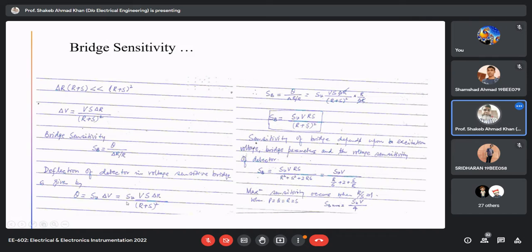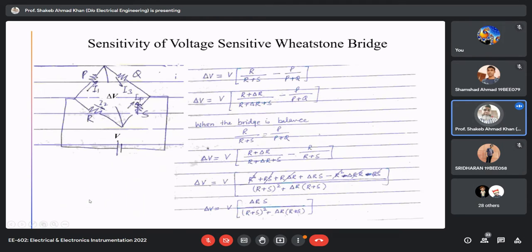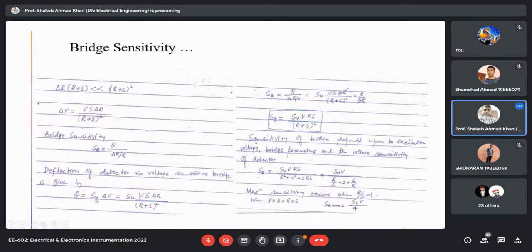So you can see that delta V we brought from here and we are putting it. So now theta is related to the change in resistance. Now I'm coming to the bridge. There are two sensitivities we are dealing with in this topic. One is your detector sensitivity. This SV is only the detector sensitivity, whatever voltage sensitive detector you're putting here, it is the sensitivity of that detector. And this is the whole bridge sensitivity.